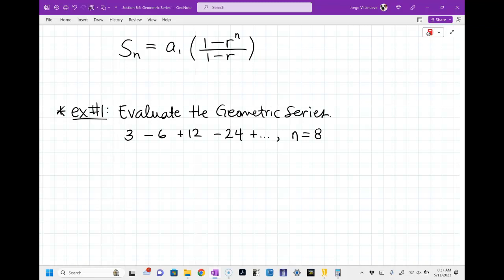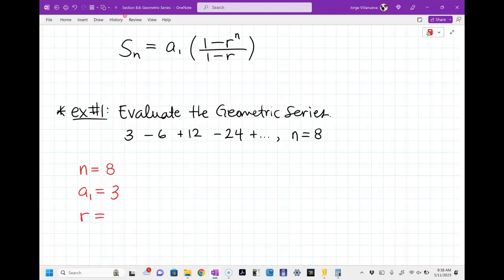Okay? So notice, in order to do the formula on top, I need to know my nth term. Do I know my nth term? Well, they tell me n is 8. So, all right, I'm going to make a little list here. N is 8. The next thing I need to know is a sub 1. What's my a sub 1? 3. All right. What's my r? That's the last thing I need to know.